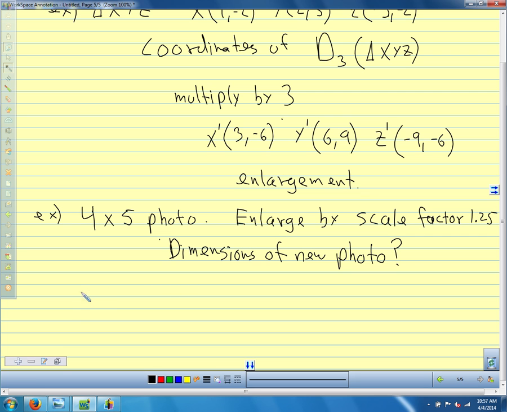Multiply by 1.25. So 4 times 1.25 equals 5, if I calculate that out, and 5 times 1.25 is 7.5. So our new photo is 5 by 7.5. What if the problem asked us to reduce? We wanted to reduce by a third, 1/3. What would we do then? Divide by 3. Or we can multiply by 0.333. Dividing by 3 is the same as multiplying by 1/3. Same idea.